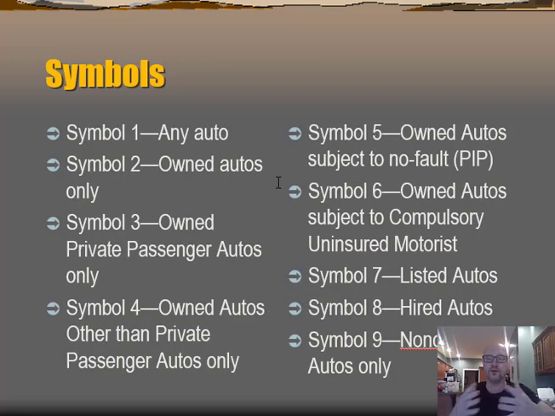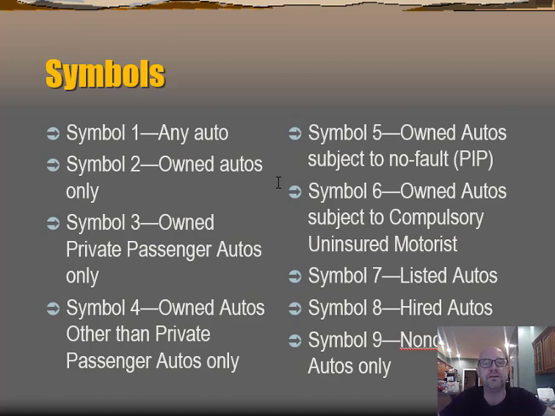All right, so which autos are covered? Here's our 9 different symbols. The most important ones are 1, 2, and 7, at least in my mind. So 1, I mean, that's what I want as an insured. I want any auto to be covered. Any auto, whether I drive it, whether it's mine that I own, or whether I borrowed it from somebody else, or whether I rented it, whatever. If I drive it, I want it covered, or any of my employees drives it, I want it covered.